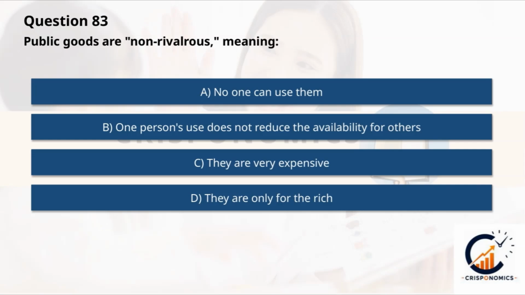Unlike private goods, where if I have it, you can't, public goods are available to all simultaneously. This slide helps us understand common misconceptions, like thinking they're only for the rich or very expensive, which isn't the case. The key takeaway is that public goods can be shared without running out.